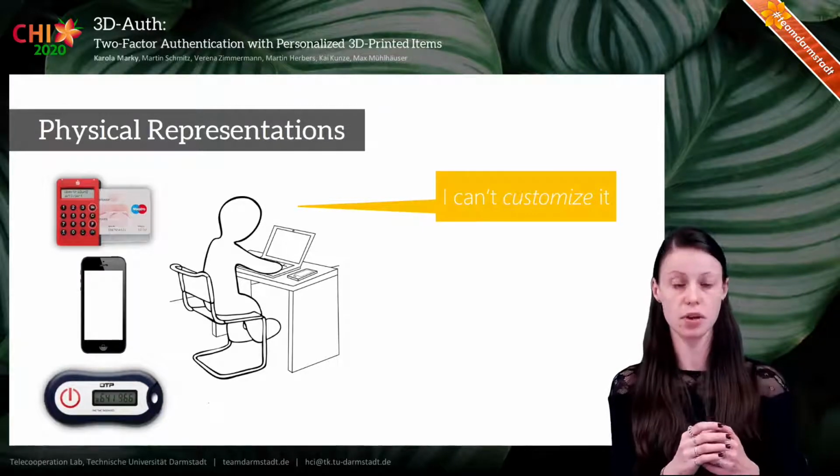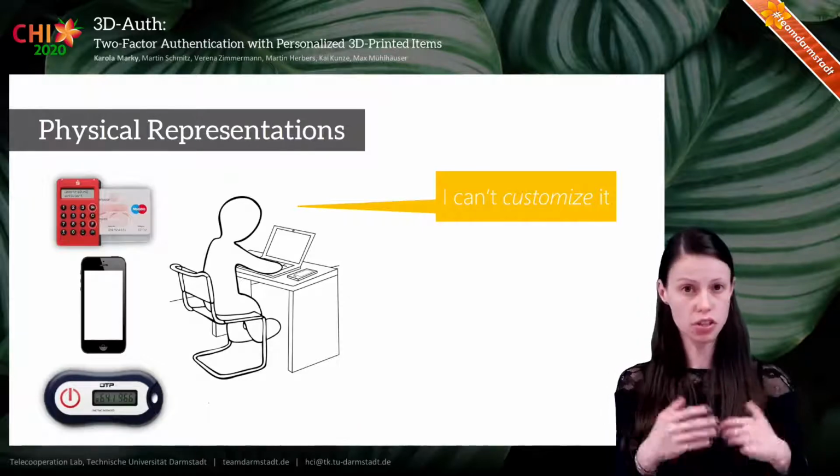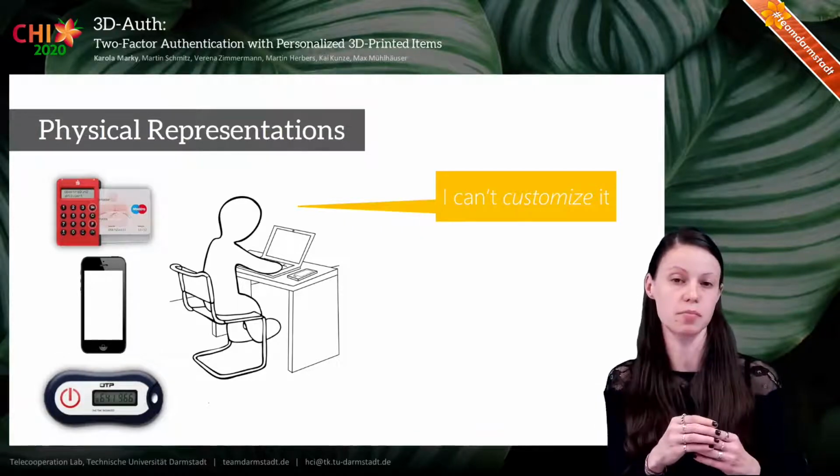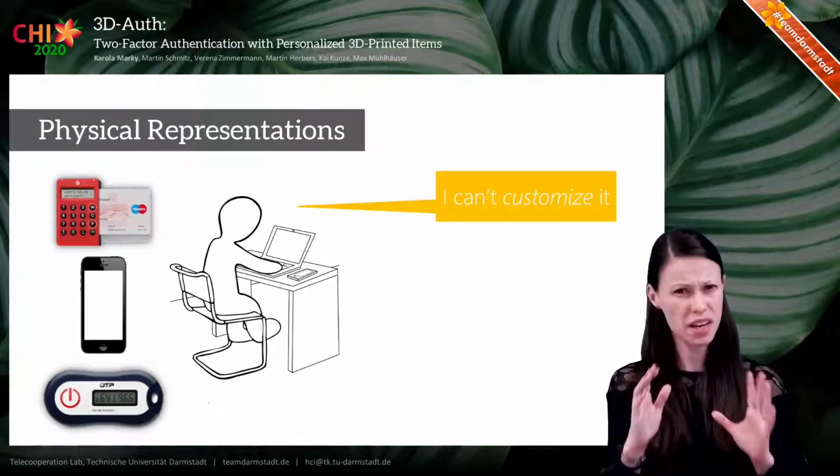For instance, the one-time password generator on the lower left just looks this way. But it might be that the user wants to have a more personalized shape, such as the shape of their favorite animal or whatever.